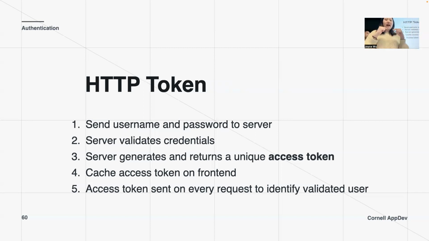And this unique access token is then cached on the front end, and the client then sends this access token on every single request to identify the validated user. So it's a lot more efficient because it's a lot less storage, because it's just a string.